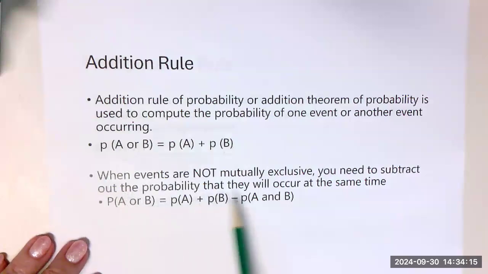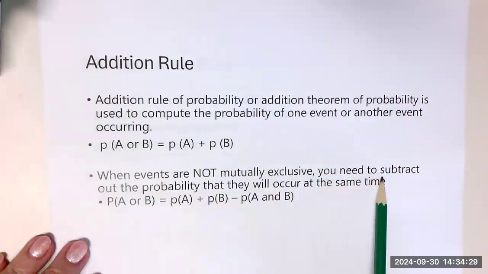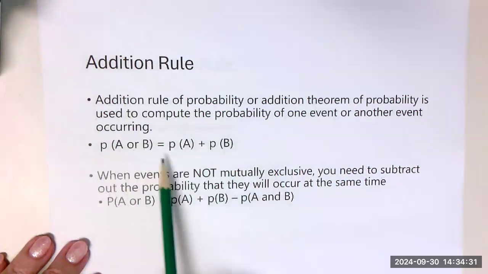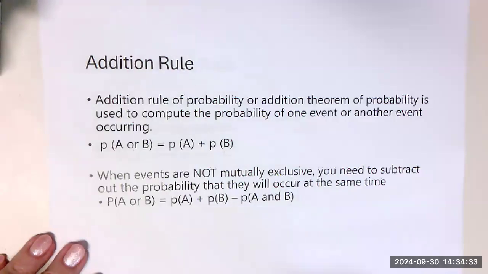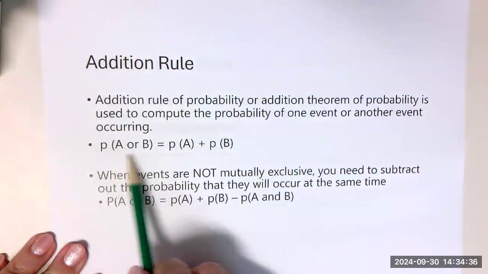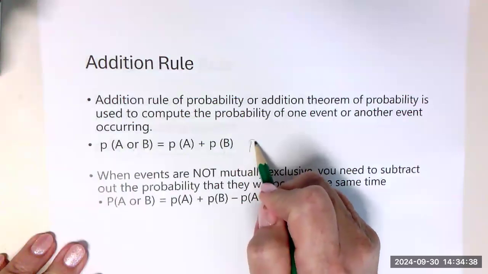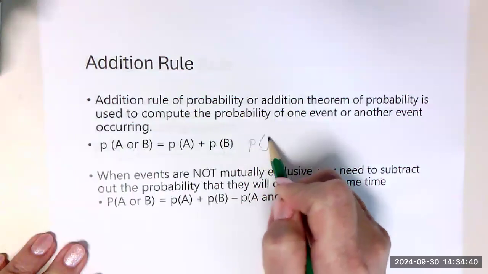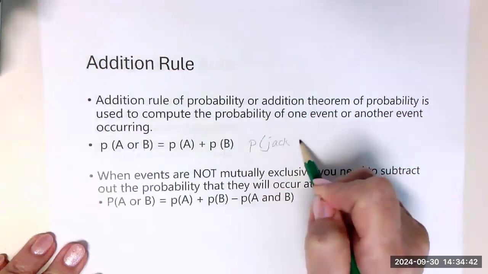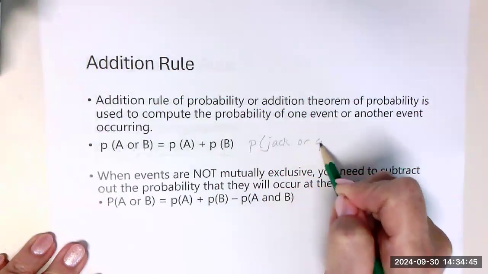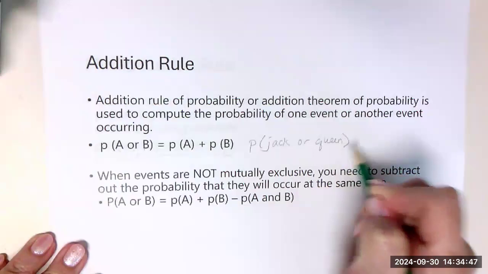And this is where that idea of mutually exclusive comes in. When things are not mutually exclusive, which means they can happen at the same time, you need to subtract out the probability that they do occur at the same time. So let's go back to the example that I just showed you, the first addition rule.